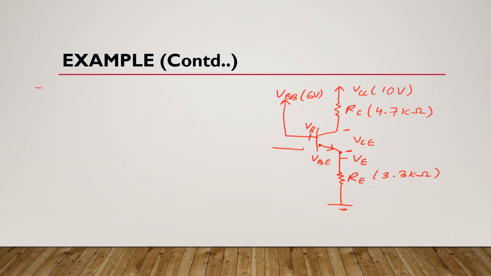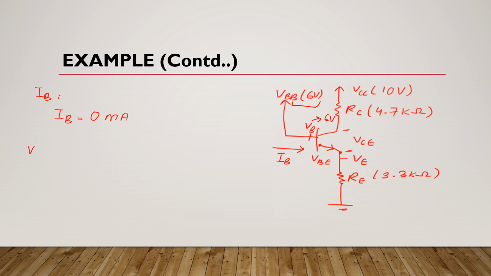Now we will find base current IB. We know that IB flows here in this direction. As you can see here, this VBB is 6 volts, and we know that VB is also 6 volts. It means this VBB and this VB are at the same potential, so there will be no current flow here in this terminal. It means IB is 0 here.